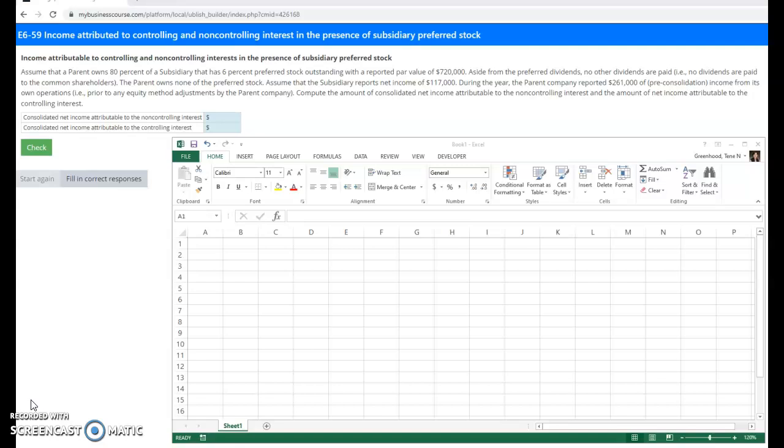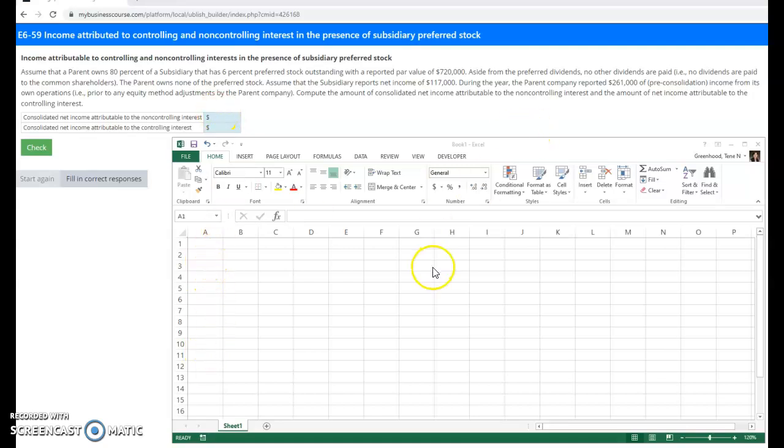The parent owns none of the preferred stock. Assume that the subsidiary reports net income of $117,000. During the year, the parent company reports $261,000 of pre-consolidated income from its operations, so prior to any equity method adjustments by the parent. Compute the amount of consolidated net income attributable to the non-controlling interest and the amount of net income attributable to the controlling interest.